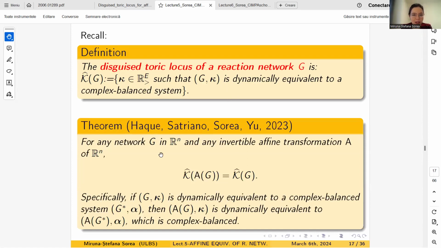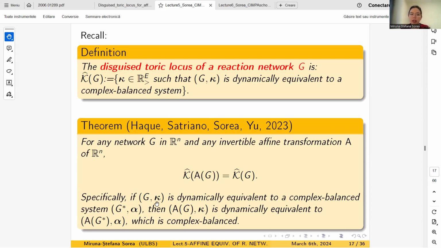And here is the more rigorous statement. We have a network, any network G in R^n, and take any invertible affine transformation A of R^n. Then we have this result that the disguised toric loci are the same. So the k hat of the image, A of G, is k hat of G.